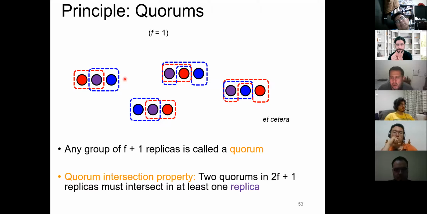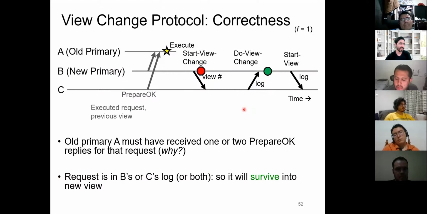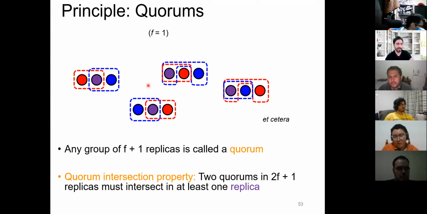Don't get confused again by the names, there's nothing confusing here really. The whole idea is that at least one replica has the latest operations. Even if the primary fails, at least one of them has the latest operation, and that latest log can transfer to the new view. So there wouldn't be anything missing there.